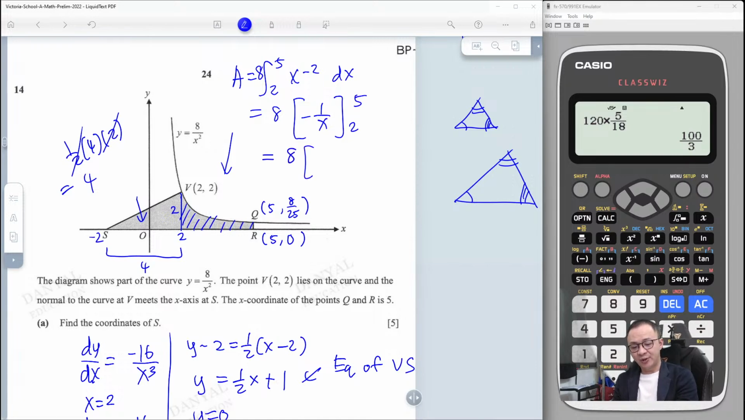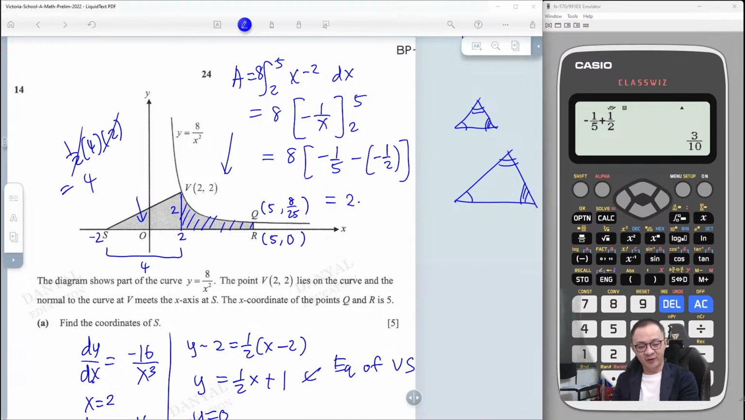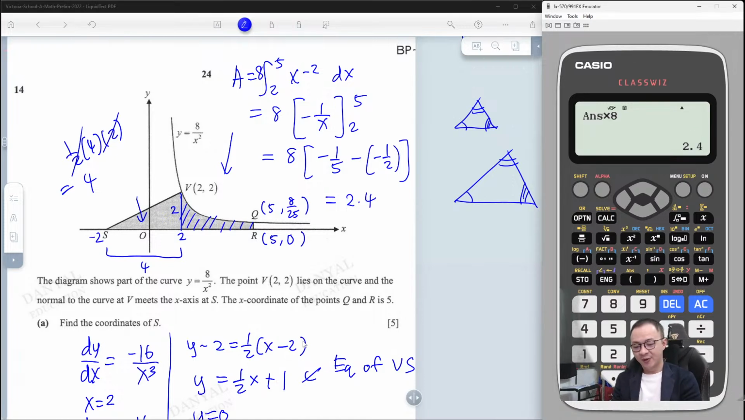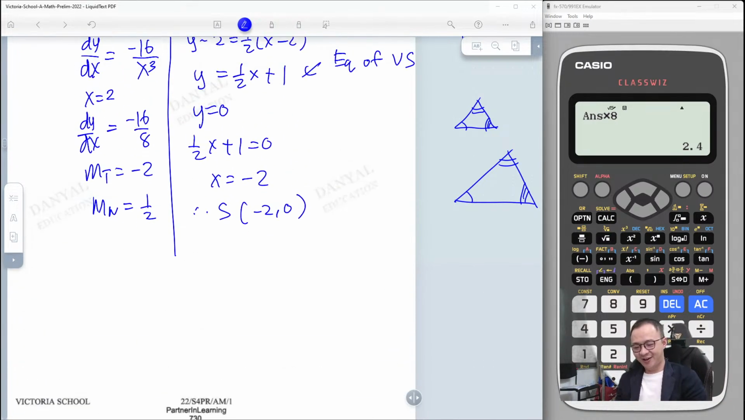So yep, let's do this one. -1 over 5 minus -1 over 2. Okay, use a calculator, lazy to use my brain. So I got 3 over 10 times 8. So it's 24 over 10. So it's 2.4, isn't it? Multiply by 8. Yeah, it's 2.4. Okay, so the total area should be 2.4 plus 4. Of course, in the exam, you write all the working properly so that the examiner can easily mark your paper. Yeah, then you're done.